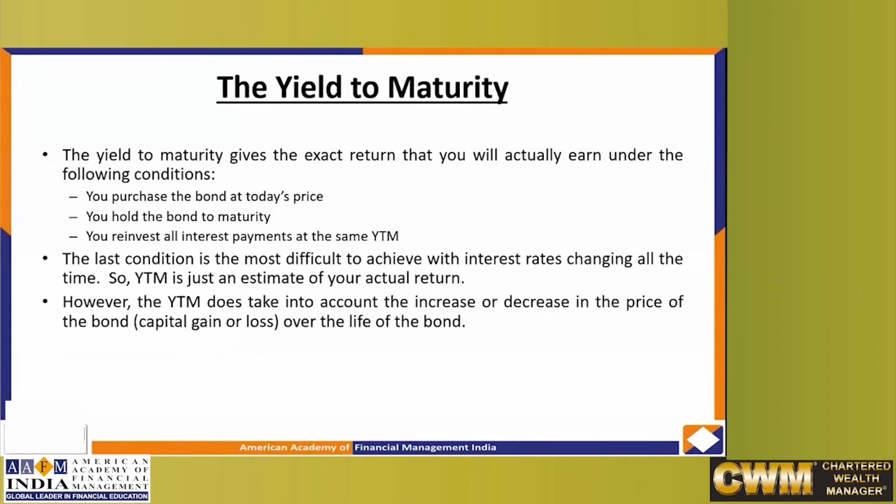Then we come to yield to maturity. What is yield to maturity? When you buy the bond at today's price, hold it till maturity, and reinvest all the intermediate coupons at the YTM, the resulting yield is called yield to maturity. It's basically the IRR of the bond.